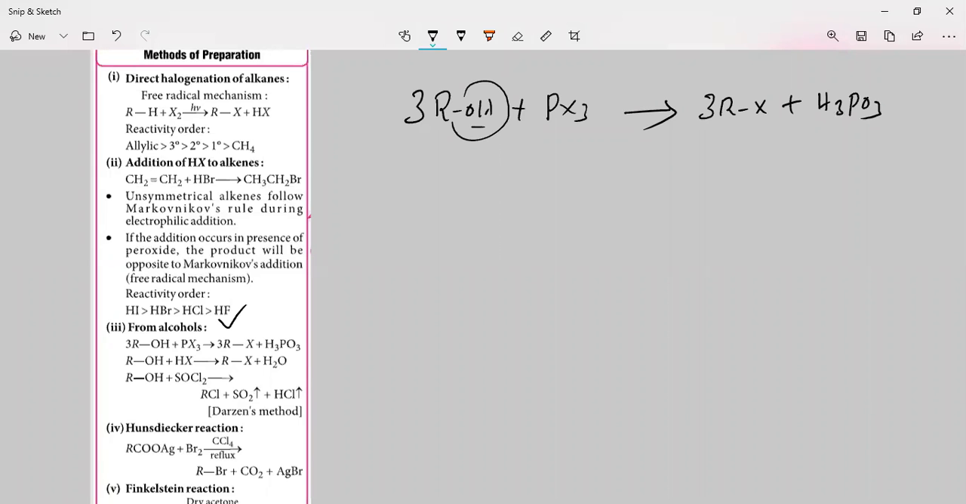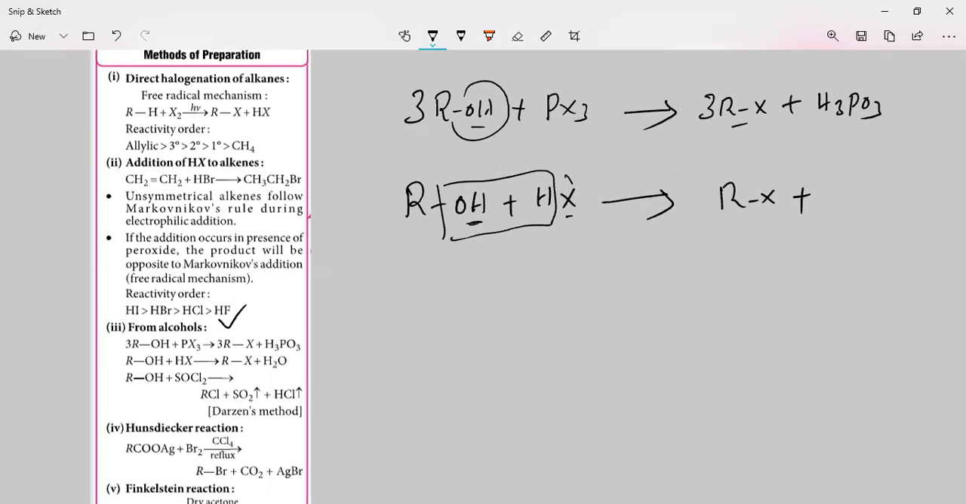Phosphorus halides are of two types: one is phosphorus trihalide, one is phosphorus pentahalide. Both can show this. So PX3 is phosphorus trihalide. I take an alcohol and make it react with phosphorus trihalide and we get the alkyl halide. Next, you take alcohol and treat with HX, hydrogen halide. In the place of OH, X will be joined, and thereby you are going to get RX plus H2O.